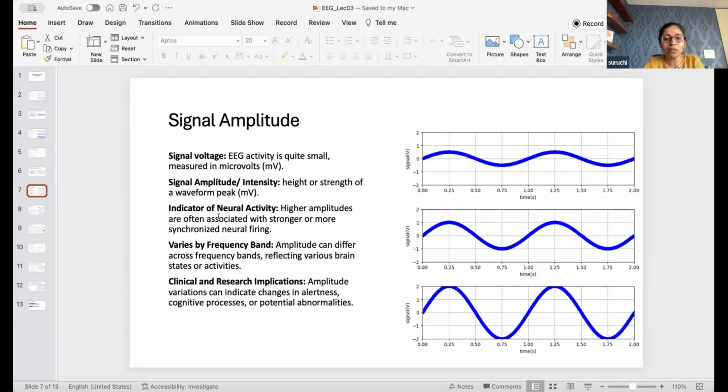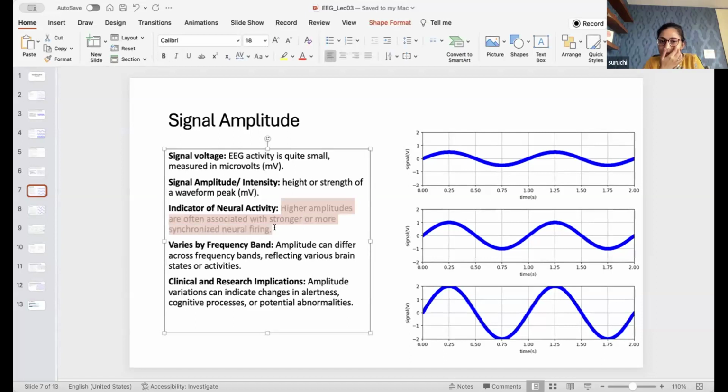Why is it important? Higher amplitudes are associated with stronger or more synchronized neural firing. Even if two people are showing delta, if one shows delta with higher amplitude, their brain is likely more synchronized; their neurons are doing more similar things. So both things are important. It's like, how many times am I punching someone and how hard am I punching? Both are important, right?